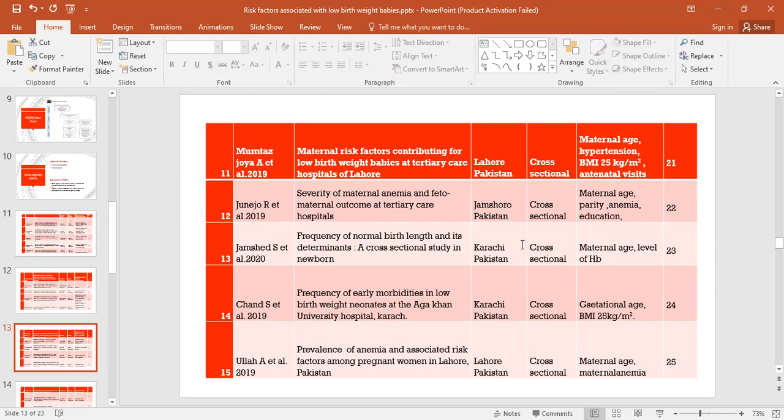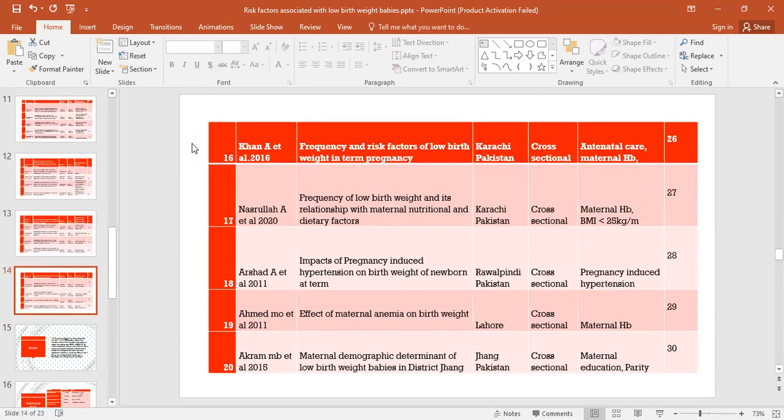In this study, the risk factors are maternal age, level of hemoglobin, gestational age, or the BMI of the mother, maternal age and maternal anemia, again risk factors. These are the last 5 studies. So the total number of these studies is 20, and the data extracted from these studies are represented in the form of a table.